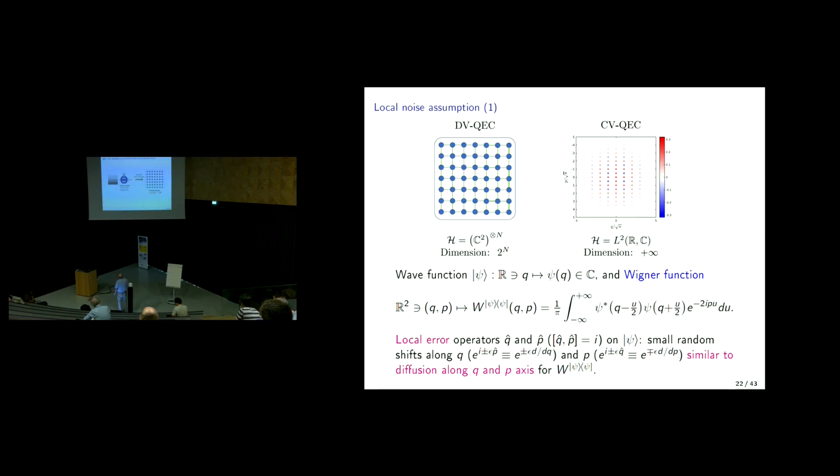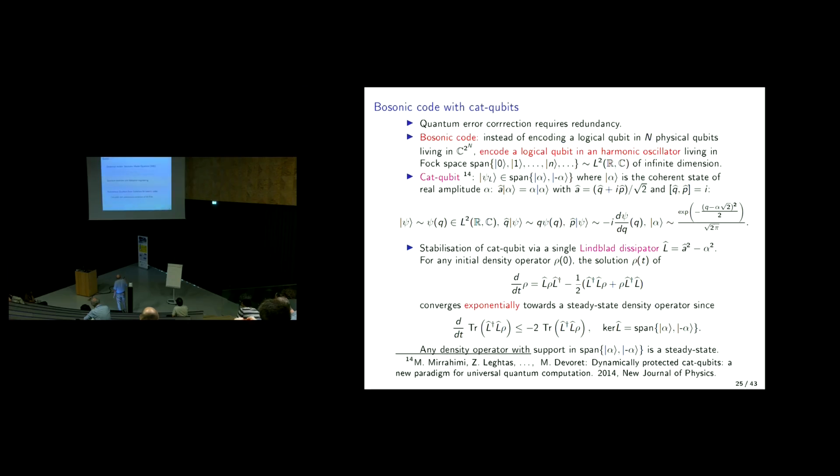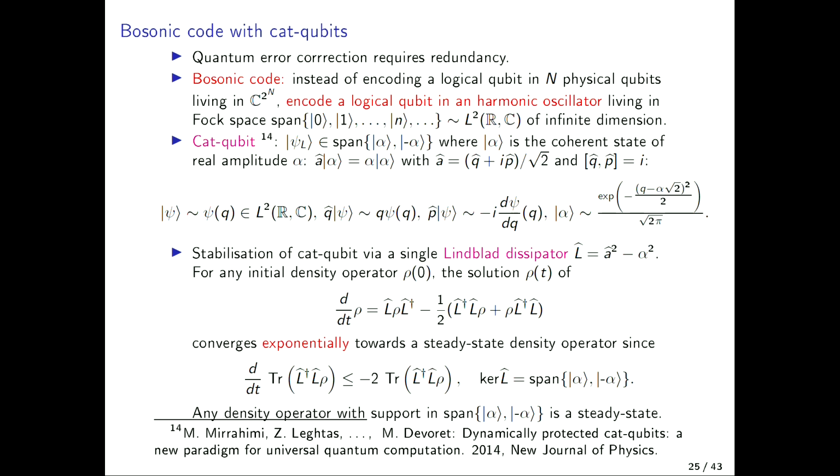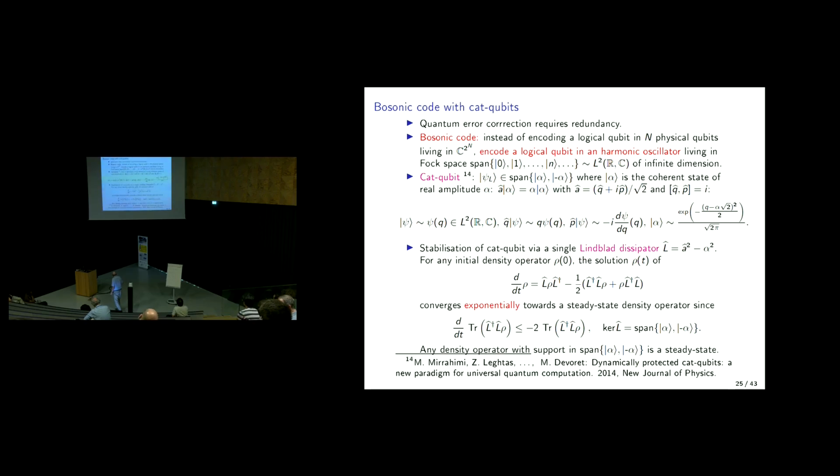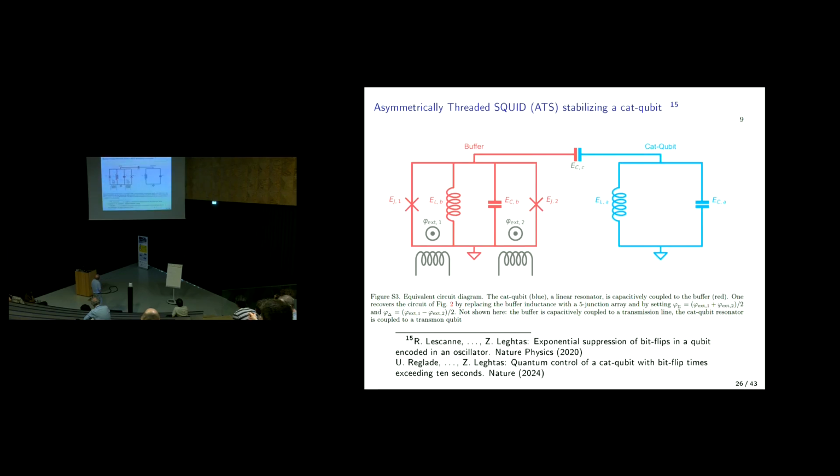It is not my idea, of course. This is an idea of Mazyar Mirrahimi and Zaki Leghtas with Michel Devoret, where they were at Yale. Mazyar Mirrahimi and Zaki Leghtas are two of my former students. So I have a huge chance to have very good students. It is a key issue. You know, to have very good students is a very key issue.